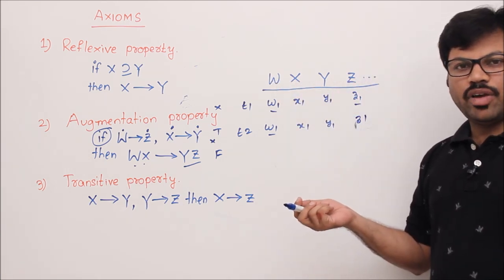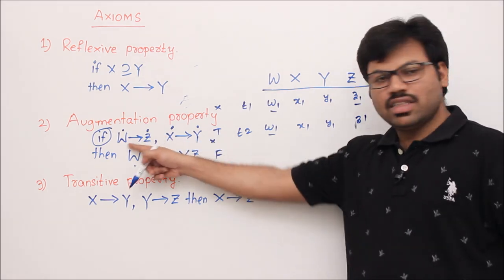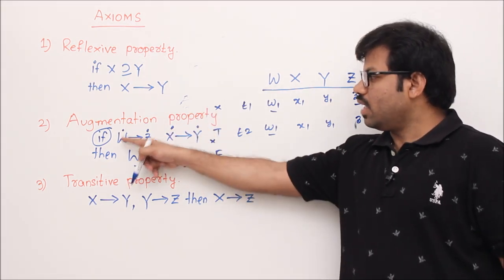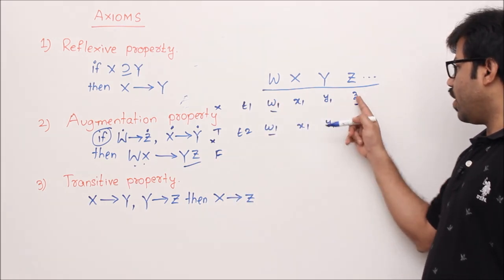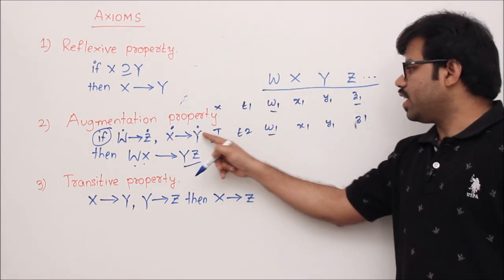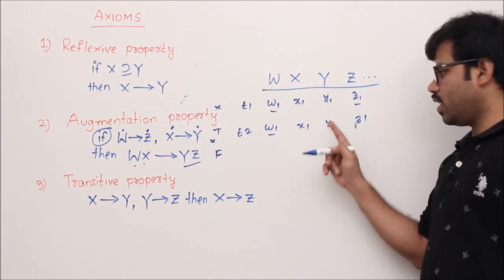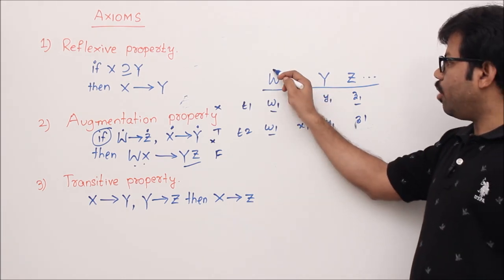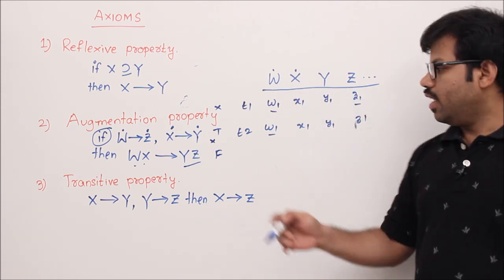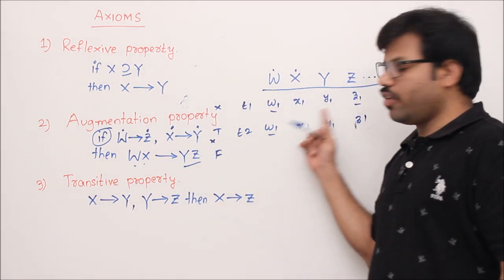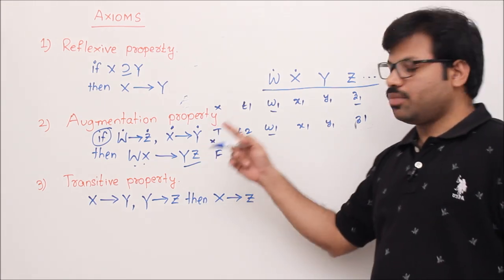Why should W determine Z? Don't ask me, because that is the starting point. The rule says that if W determines Z, then when W values agree, Z values agree. When X determines Y, when X values agree, Y values agree. Then automatically WX combinations agree, then YZ combinations will agree. That is the augmentation rule. Now we proved it, right? So this is the augmentation property.